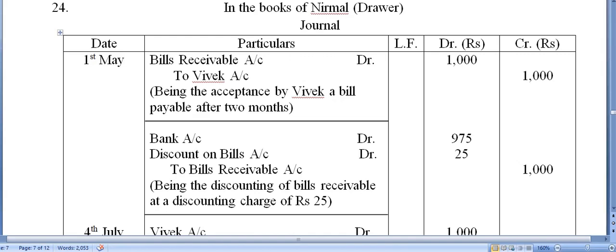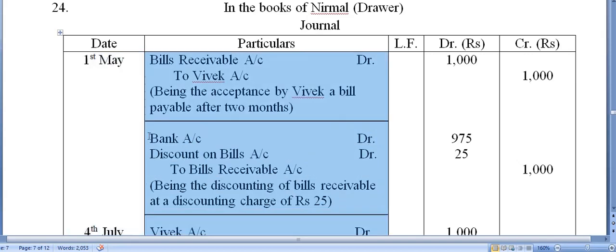So on the due date, Vivek dishonored the bill on presentation. You should pass the journal entries in the books of both Nirmal and Vivek. Nirmal is the drawer here, and he is discounting the bill with his bank. Now the entries will remain more or less the same, but one extra entry will be there, that is, discounting with the bank.